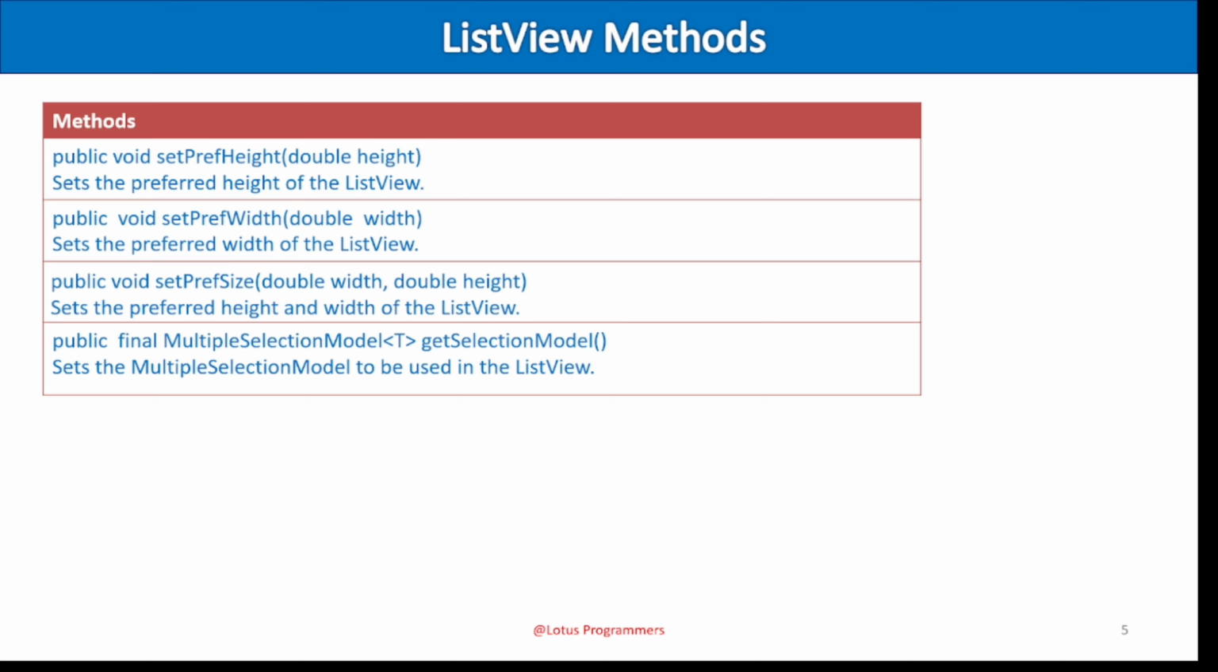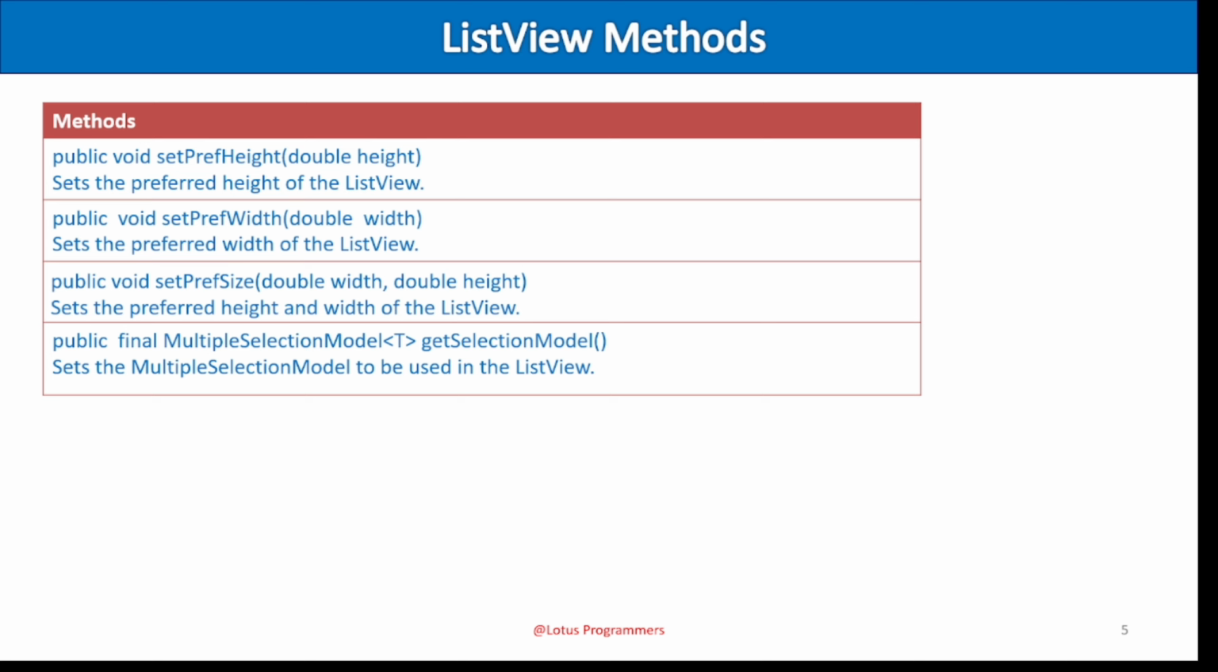Next, the method is the setPreferredSize method. This method is used to set the width and height of the list view at a time. So, instead of calling the setPreferredHeight method and setPreferredWidth method separately, we will call the setPreferredSize method in order to set the width and height at the same time.